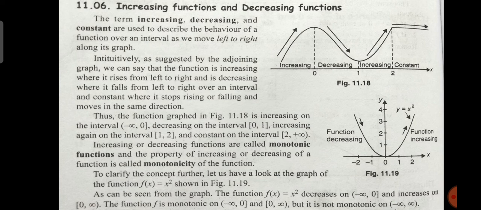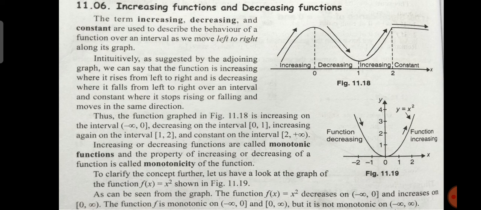Increasing or decreasing functions are called monotonic functions. The property of increasing or decreasing of a function is the monotonicity of the function. So in the case of functions, we call increasing and decreasing functions monotonic functions, and that property is called the monotonicity of the function. In graphs we say it otherwise, and in theory we say this.